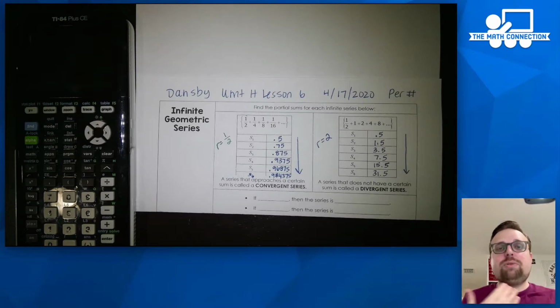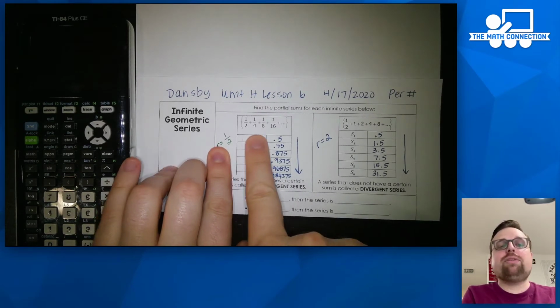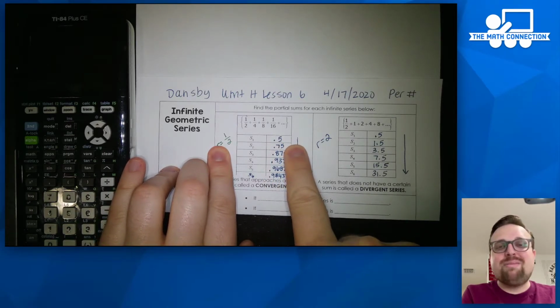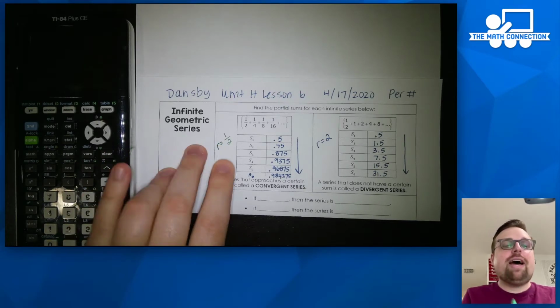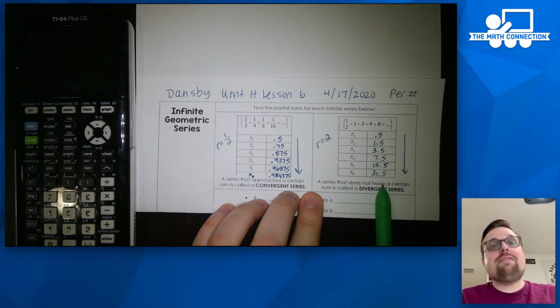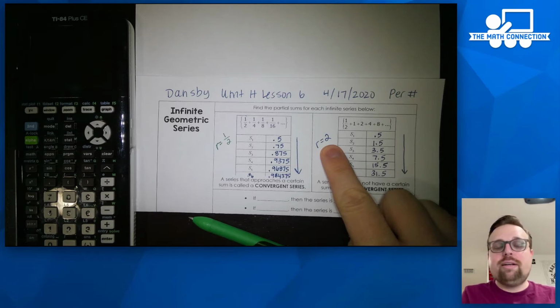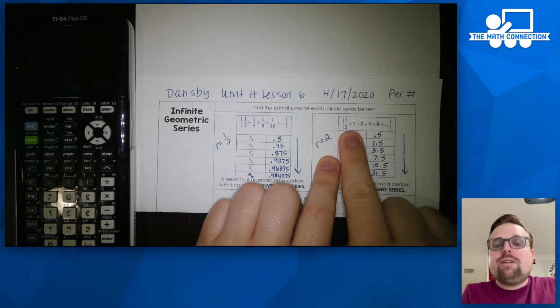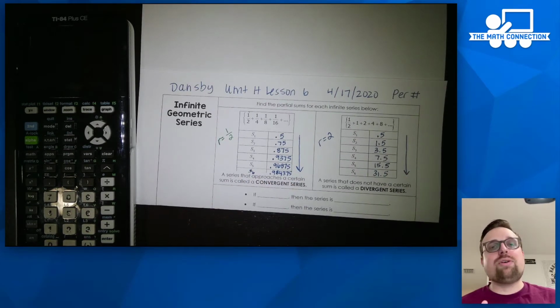So the difference between these two examples is that when the r value is a fraction, your numbers are getting smaller, but the sum of those numbers is getting closer to a particular value. That is called a convergent series, okay? And then the other type that you could have is a divergent series. The r value is greater than 1, and so the numbers in your sequence are getting larger and larger, but when you add them together, they're not getting closer and closer to one particular number. It's just going to be a bigger number as you keep going.